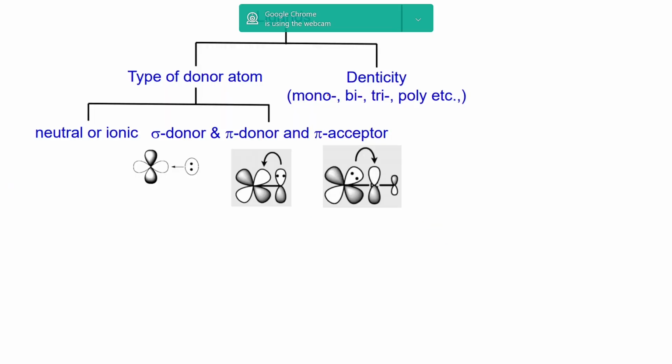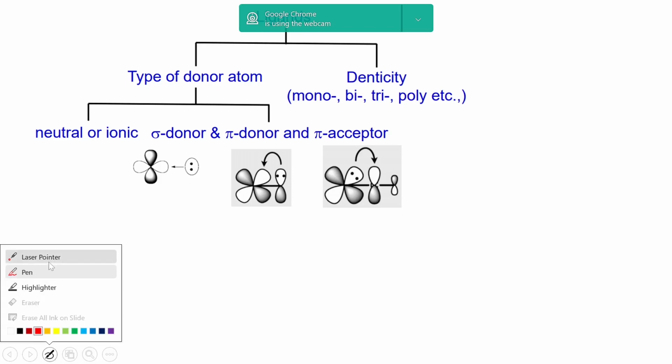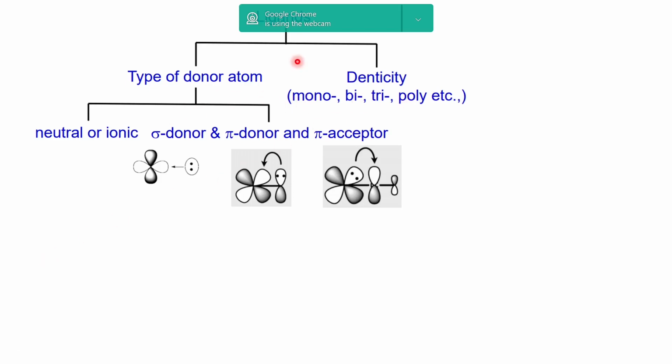Okay. So before moving on to the next question, I just want to give you an overview about ligands, which we also discussed last class. When a complex is formed, the ligand is basically an electron donor, right? Ligands can be classified in many ways. It can be based on the type of donor atom: whether the donor atom is neutral or ionic in nature, or a sigma donor, or a pi donor, or a pi acceptor. And then how many donor atoms are binding to the metal, etc.